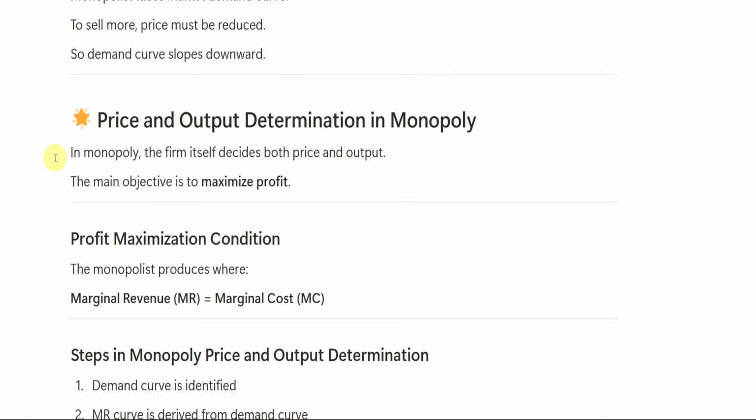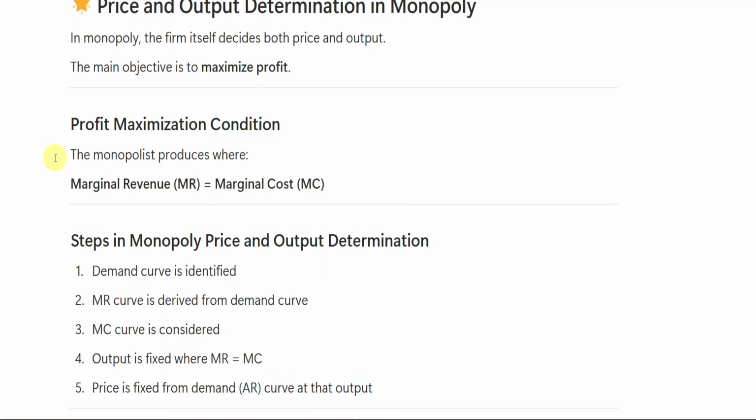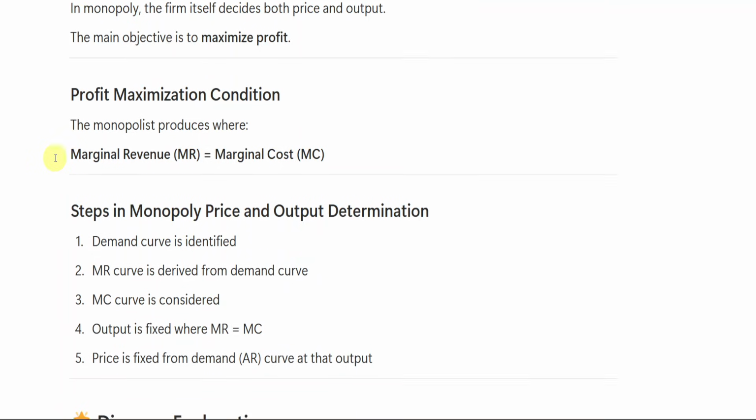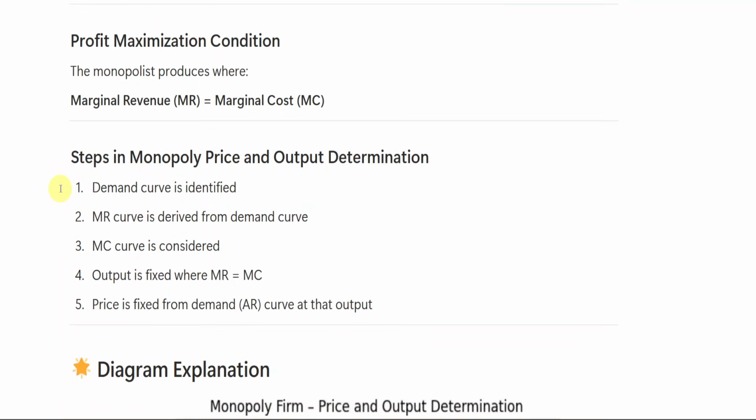If we talk about price and output determination, the main aim of the monopolist is maximum profit. Profit maximization rule is there, students. What is that? MR equals MC. Okay, this will give the best output. We have a step by step process. Let us try to understand.